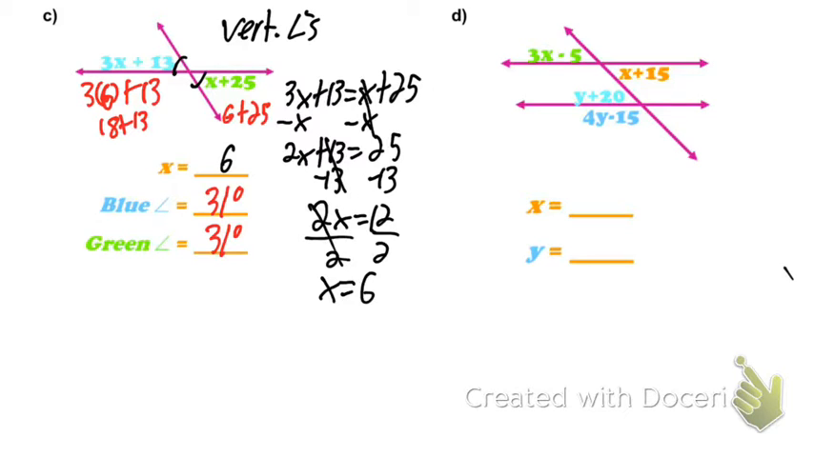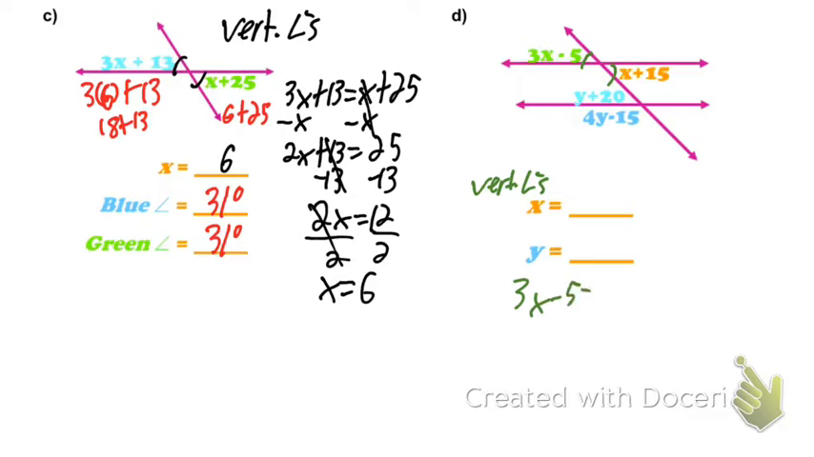Last but not least, let's look at our letter D. In letter D, you have a lot going on here. We're asked to find both x and y on this one. So we have a pair of vertical angles that we can use to find x. Right here we have vertical angles with each other. They're opposites of each other. They make the X, so we can set them equal because they're congruent, because vertical angles are always congruent.